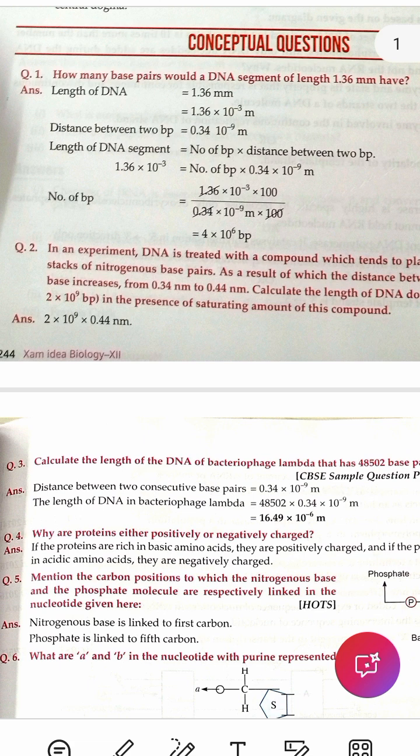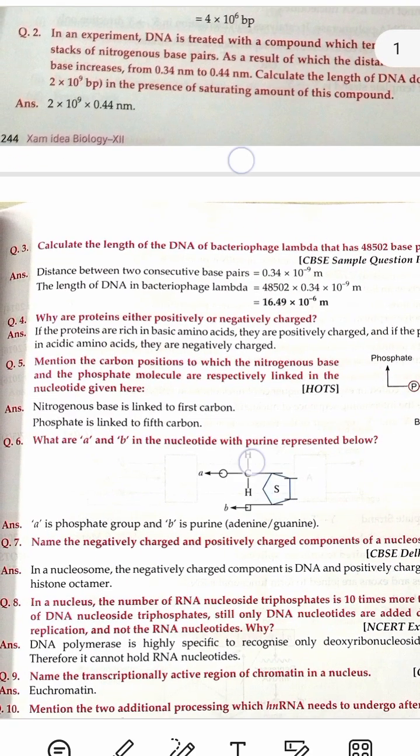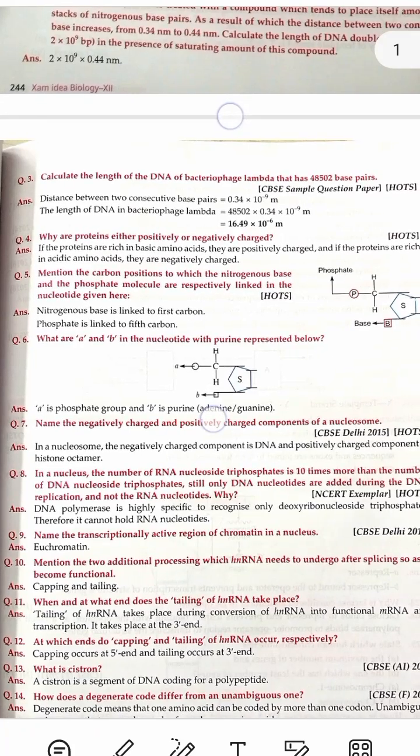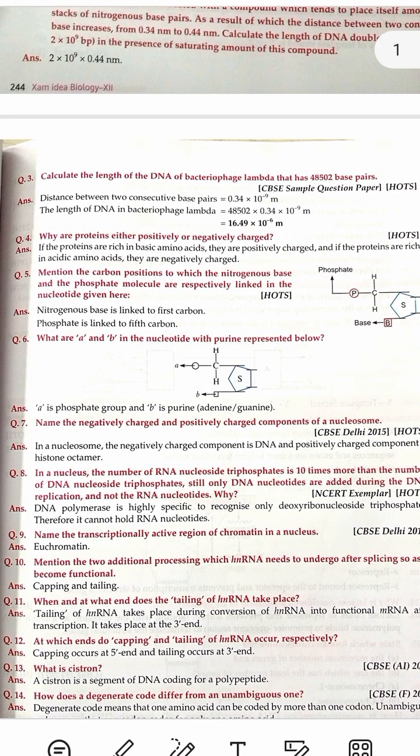Now the third question is, calculate the length of DNA of bacteriophage lambda that has 48502 base pairs. In this question, the base pairs are given and we are asked to find out the length of DNA. So same question, guys, and the same formula will apply.